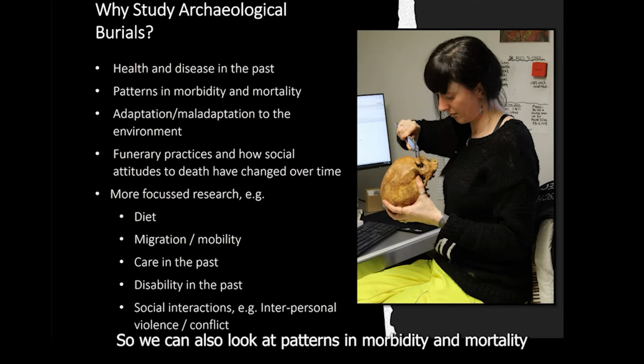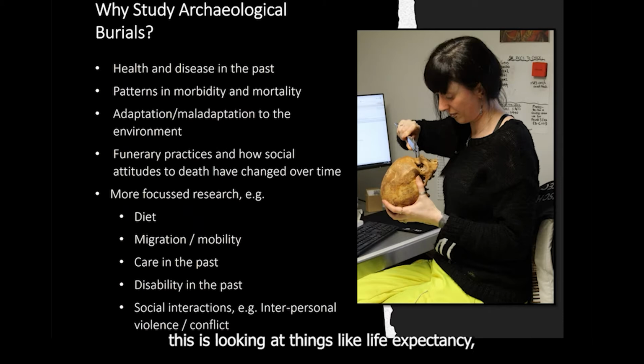So we can also look at patterns in morbidity and mortality. This is looking at things like life expectancy, looking at the age that people are most likely to die at, looking at population composition, so proportions of males and females, adults or children. We can look at things like infant mortality rates. We know they were a lot higher in the past than they are now. So these are all things that we can start to investigate. And Steve already mentioned that one of the things that we're going to be doing at Trinity is looking at demographic patterns in the skeletal sample versus the demographic patterns that we're seeing across those burial registers and seeing if they match up or not.